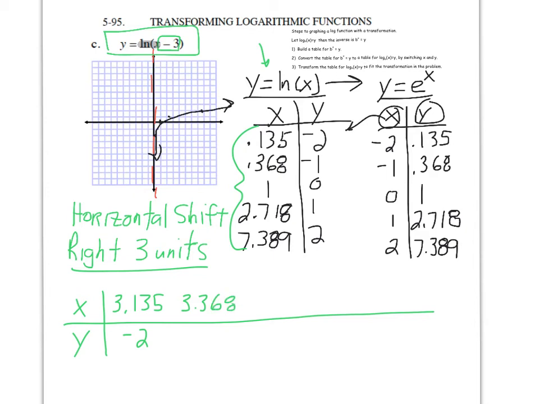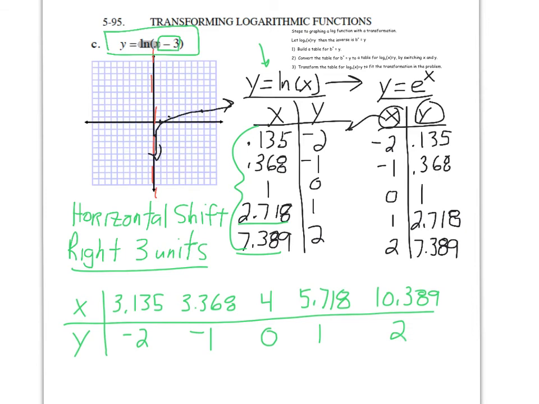3.368. Output stays the same. 1 plus 3 is 4. Output stays the same. 2.718 plus 3 is 5.718. Output stays the same. And then 7.389 plus 3 becomes 10.389. Output stays the same.